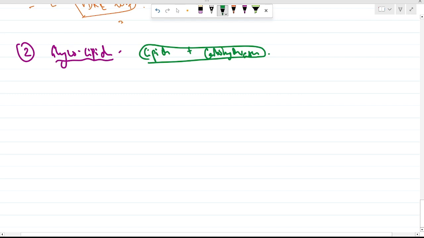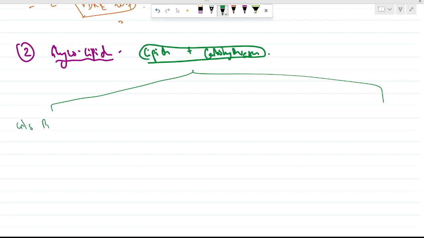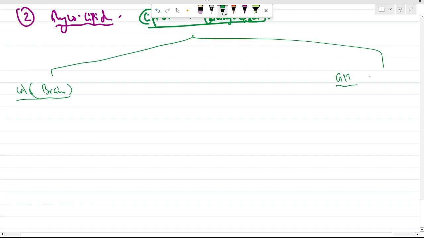First we are going to discuss these glycolipids. They are present in two important places: in the CNS, that is the brain, and in the GIT, that is the gastrointestinal tract. In the CNS or brain and in the GIT, the commonly present glycolipids are gangliosides and cerebrosides. You must have seen all these compounds in biochemistry. These are important compounds, an important example of glycolipids.